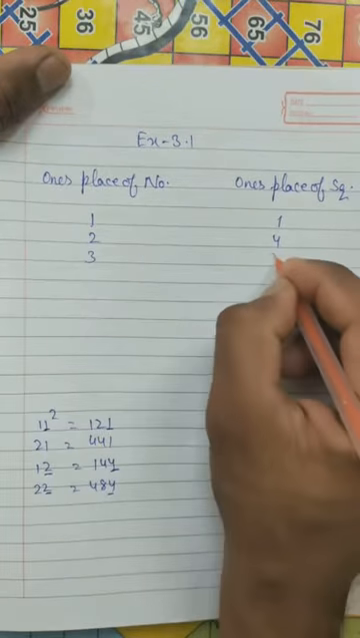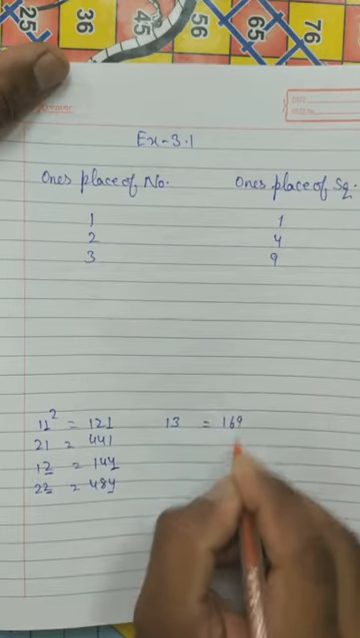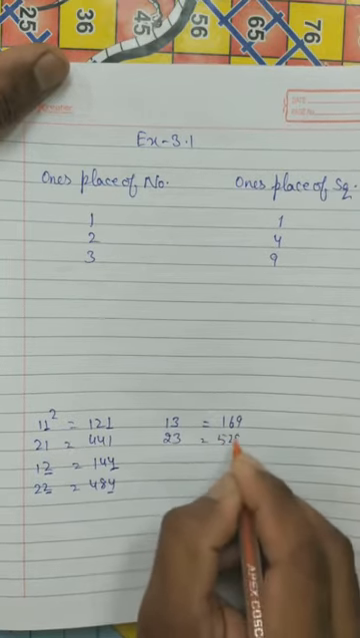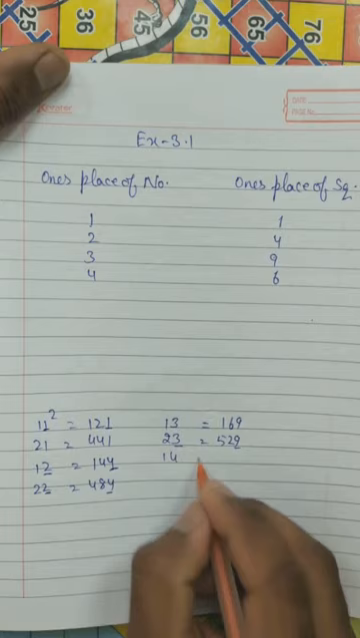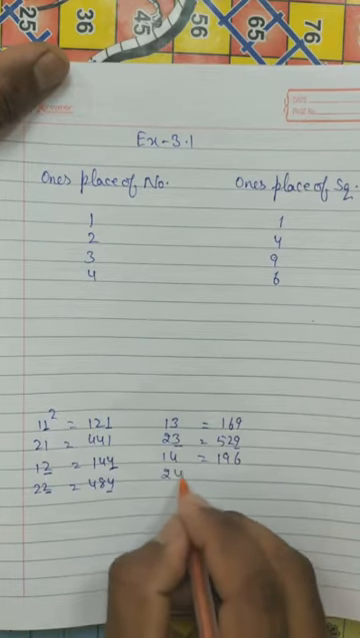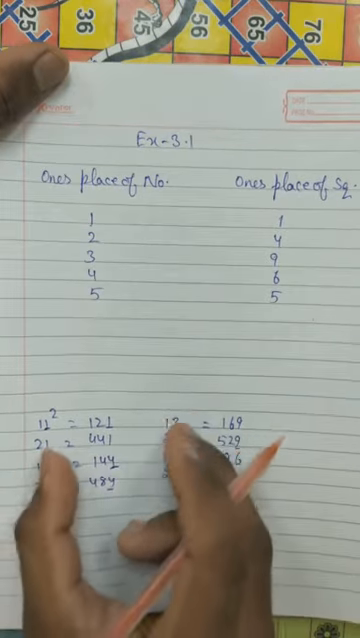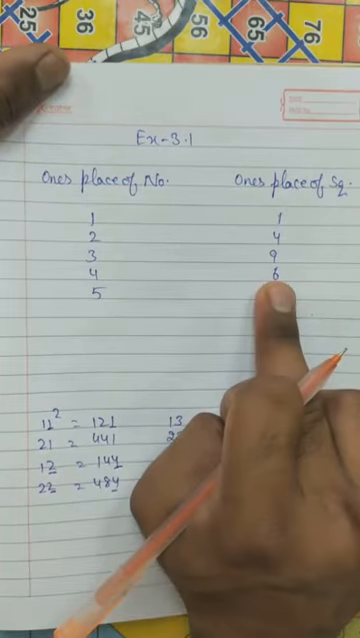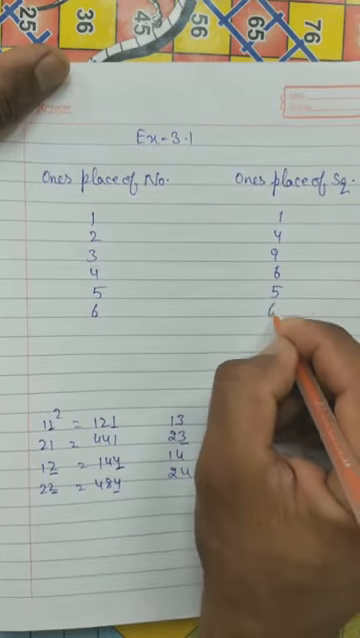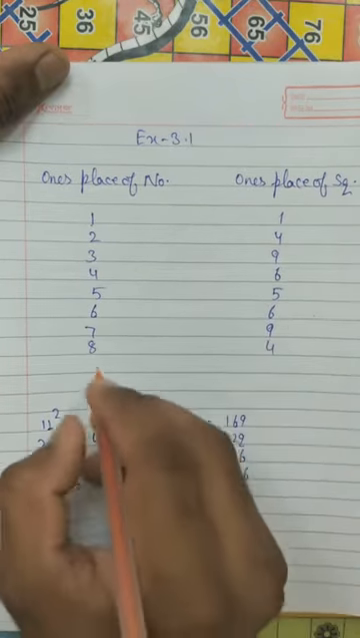If 3 is there, then the ones place will be 9. We can also see examples like 13, it is 169, 23, that is 529, and many more, 3 for 9. 4 gives 6, any number like 14, that is 196. For 24, that is 576, and 5 gives 5. You need not remember this. Just 1 square is 1, 2 square is 4, 3 square is 9, 4 square is 16, we are taking 6, 5 square is 25, we are taking 5, and 6 square is 36, we are taking 6, 7 square is 49, that will be 9, and 8 square, that is 64, we will take 4.